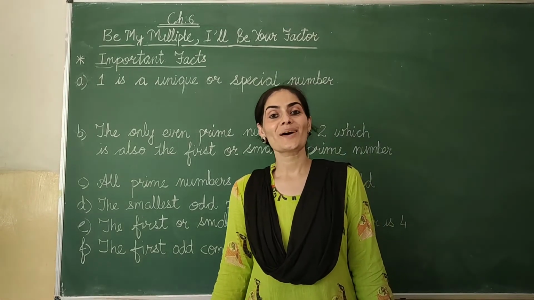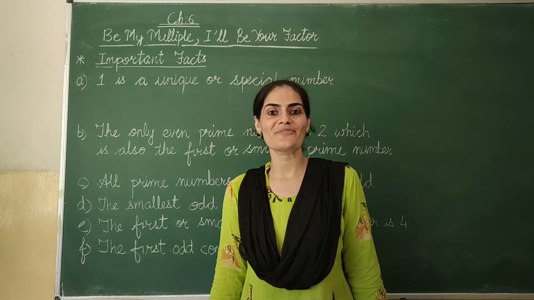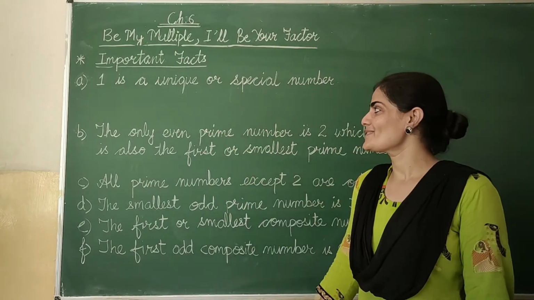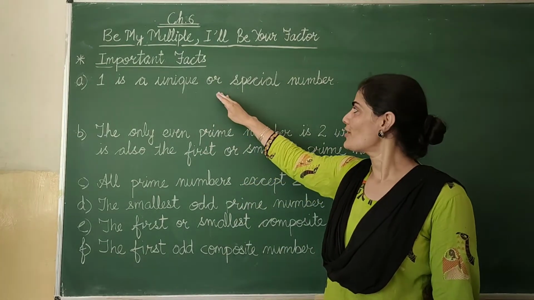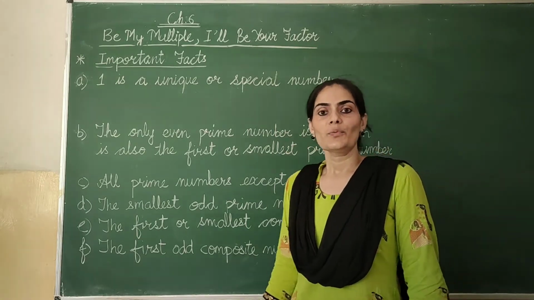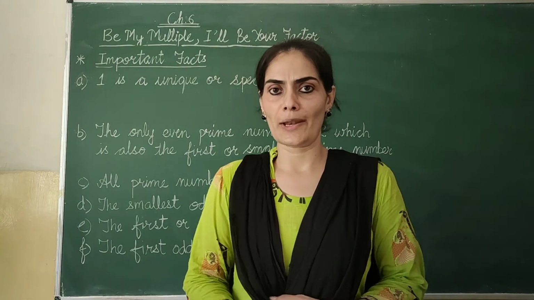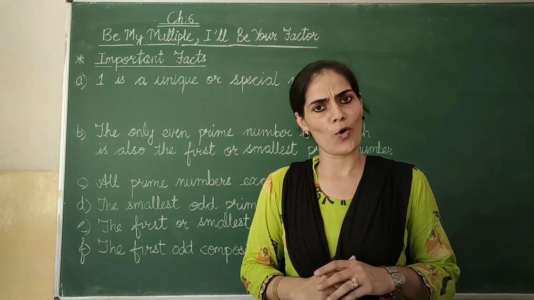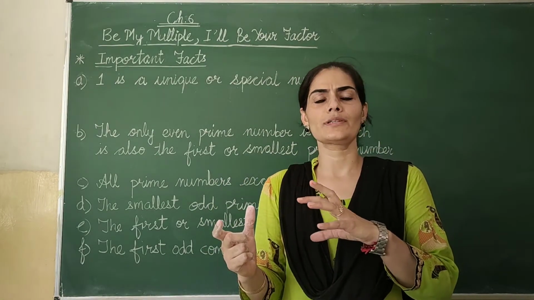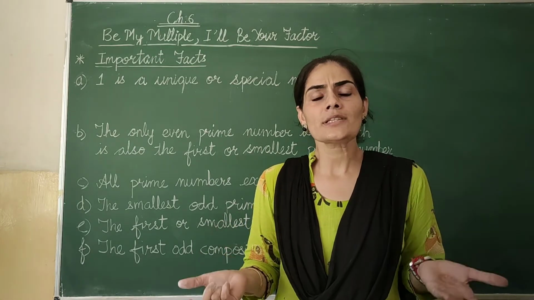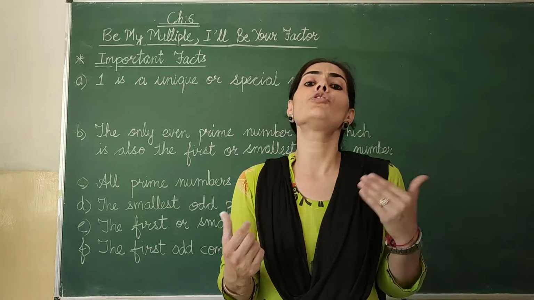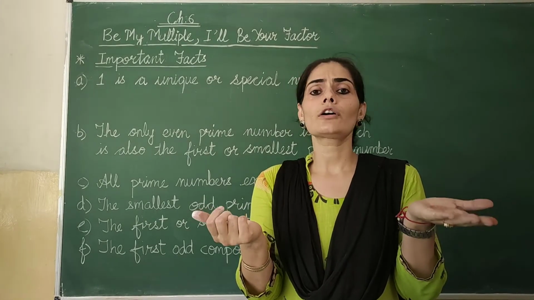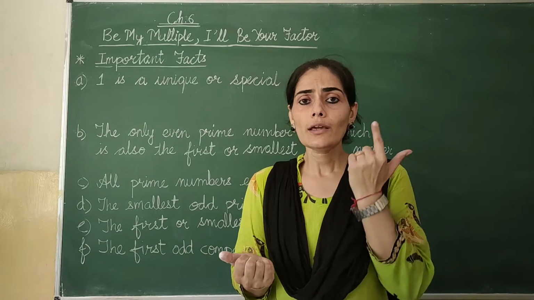Now we are on some very important and interesting facts about these numbers. The first important fact is 1 is a unique or a special number. Why is 1 called a unique or a special number? Actually, when I told you about prime and composite numbers, you might have observed that prime numbers are those numbers which have got 2 factors, and composite numbers are those numbers which have got more than 2 factors. Now 1 became very sad. Why? Because this poor number has got only 1 factor.